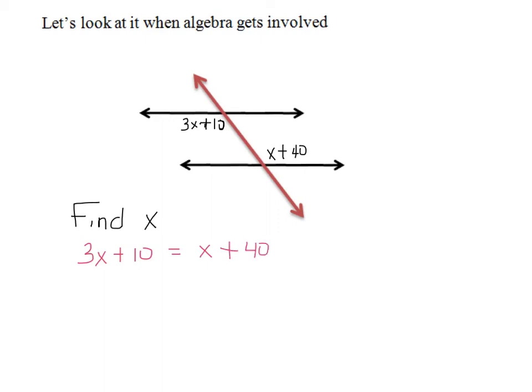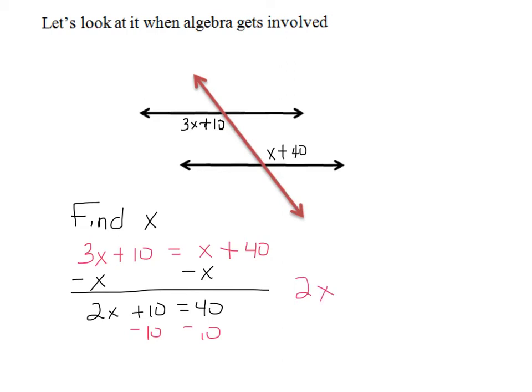Now you solve for x. First thing I gotta do is move my x over. So I'm going to subtract x from the right and x from the left. When I do that, I get 2x plus 10 equals 40. Now what do you do? You subtract 10 from both sides, and I get 2x equals 30. Almost there. What do we do now? Divide by 2, which means x equals 15.